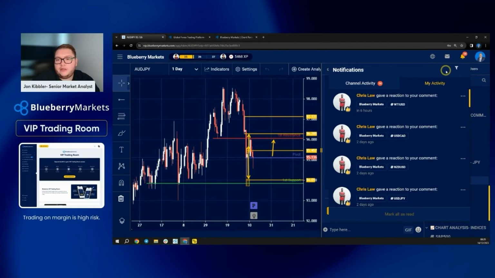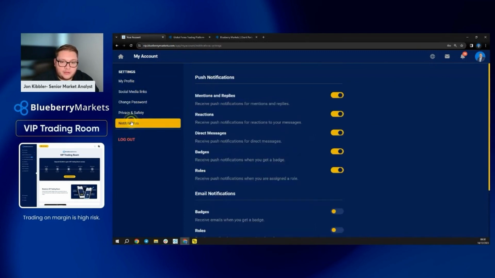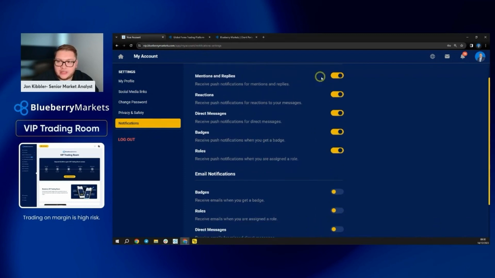If you do want to take any kind of consideration of your notifications in terms of turning off some of the notifications, all you need to do is head over to your profile area. Your profile is in the top right hand corner, and you can see this is my profile here. You've got your username, your display name you can change if you really want to as well. But I'm going to come down to the notifications here. You can see it says push notifications, and you can turn off these as you will.